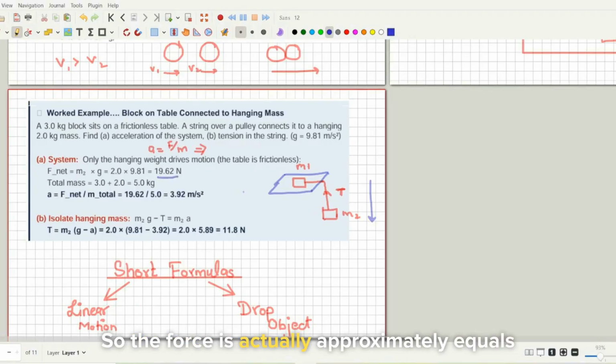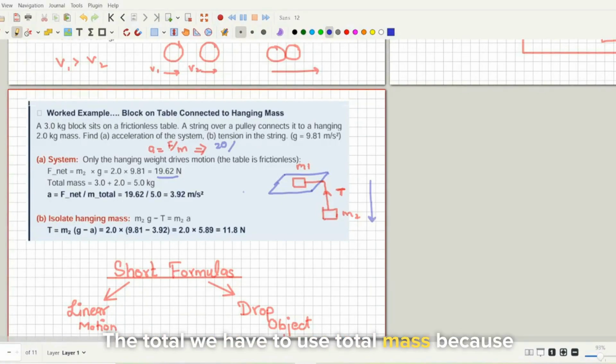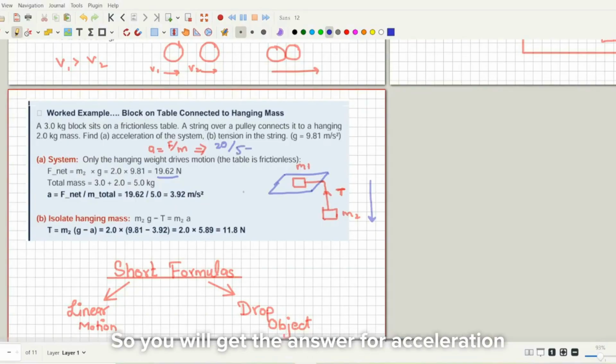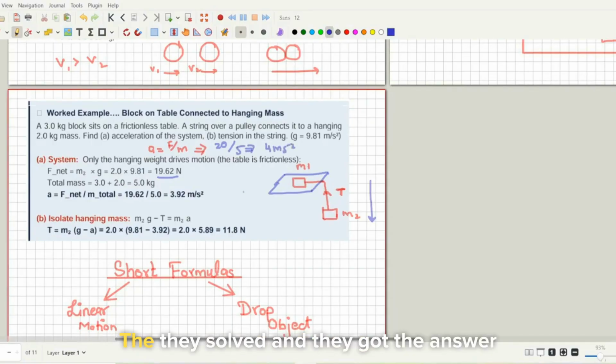So the force is approximately equal to 20 divided by what is the mass. We have to use total mass because we have to find the acceleration of the whole system. Then the mass is 3 plus 2, that would be 5. So you will get the answer for acceleration that is approximately equal to 4 meters per second squared.